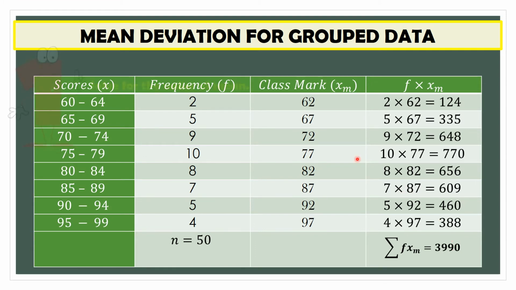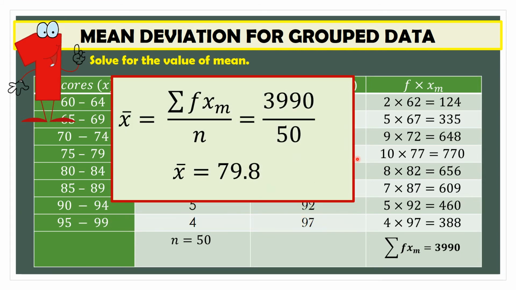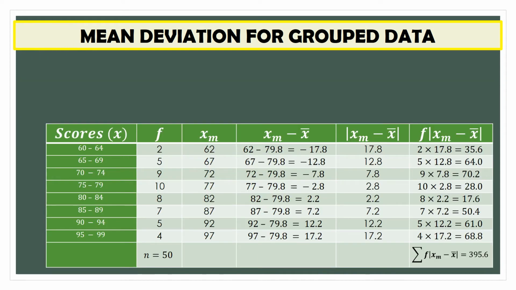Okay. Now, we are going to solve for the value of the mean. So our mean is the summation of f times xm. So we have 3,990 over n, which is equal to 50. Thus, the mean is equal to 79.8. So, we are not yet done. Thus, we are going to have this table again.